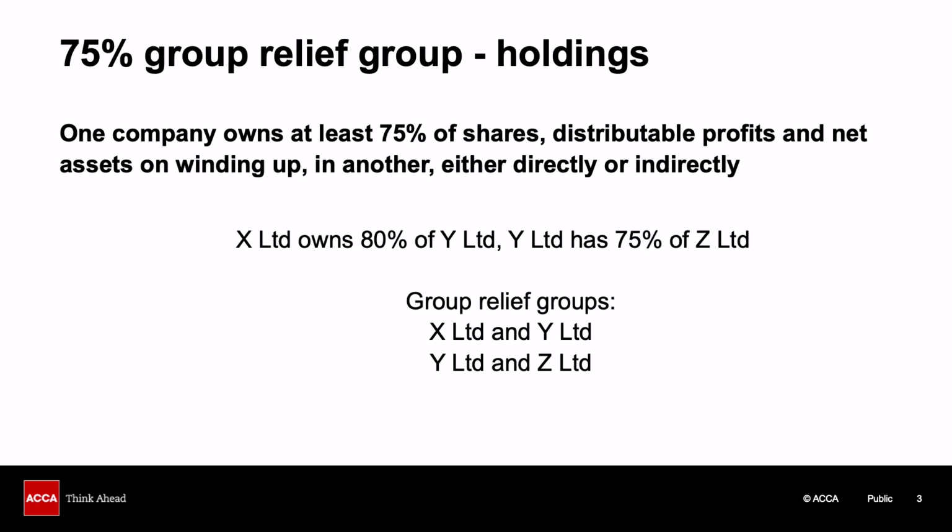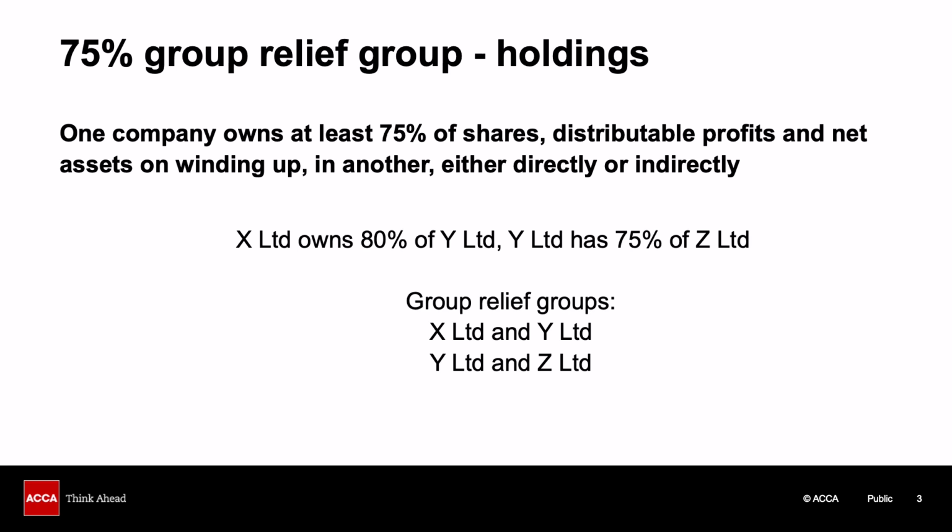A company, known as the parent company, has a 75% subsidiary if it owns, directly or indirectly, at least 75% of its ordinary share capital. And it has the right to 75% or more of its distributable profits, and it has the right to 75% or more of its net assets on a winding up. For sub-subsidiaries to be in a group, the parent company must have an effective interest in the sub-subsidiary of at least 75%.